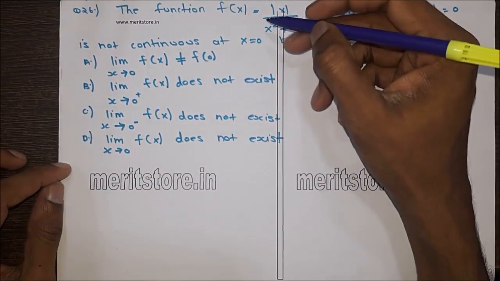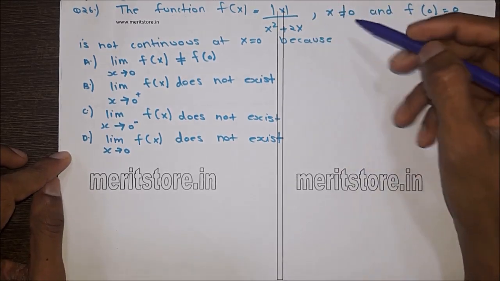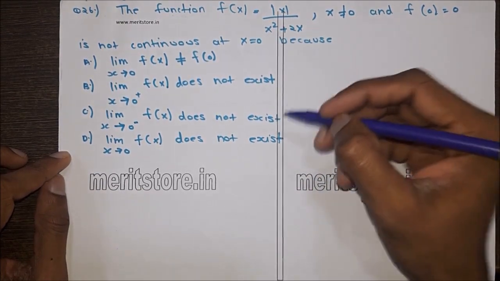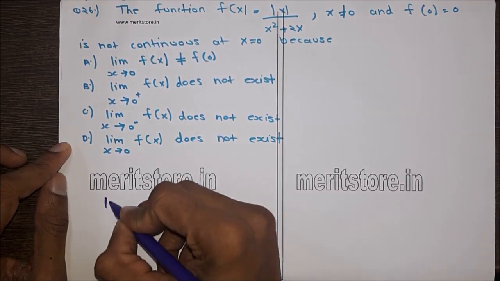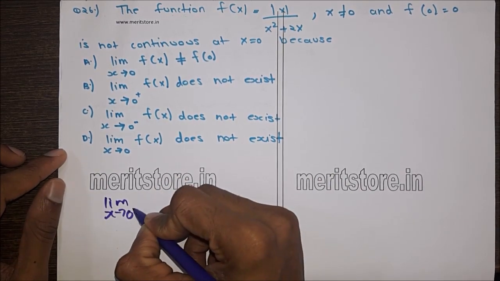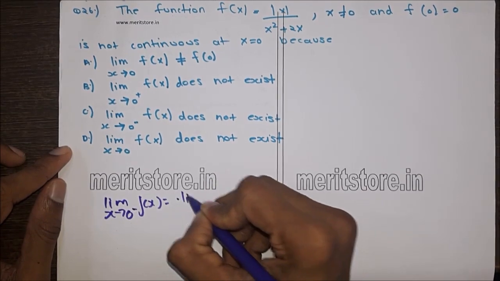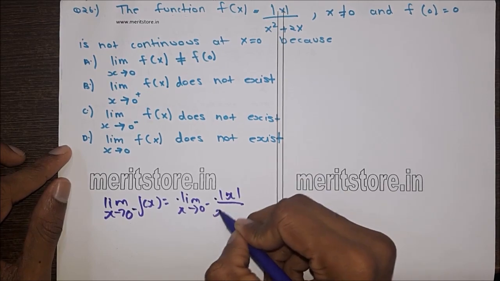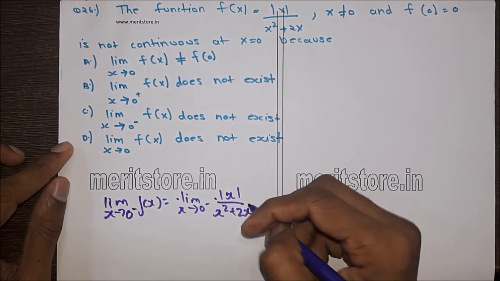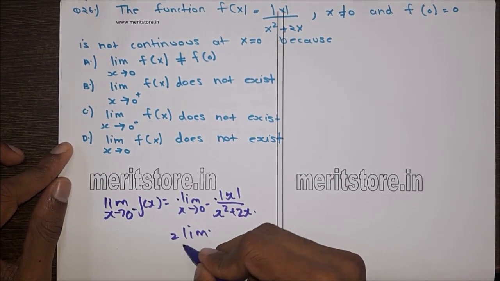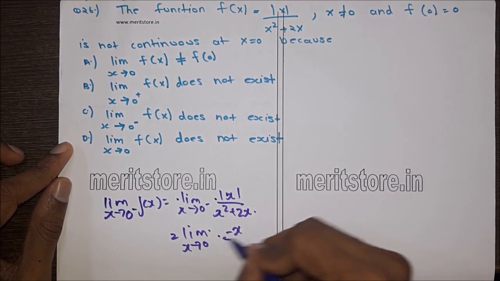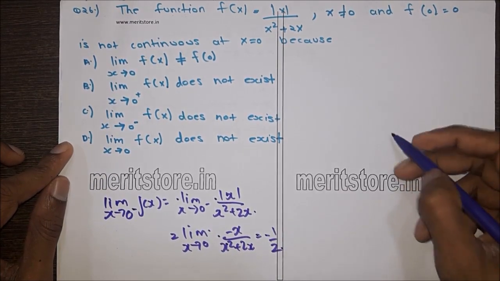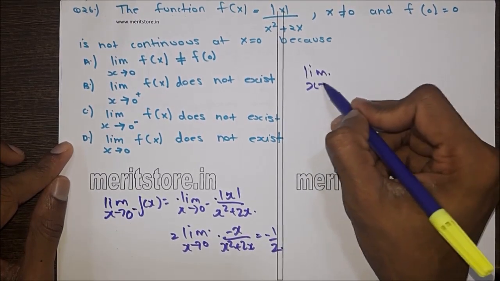Question 26. The function f(x) equal to mod x upon x square plus 2x, where x is not equal to 0, and f(0) equal to 0, is not continuous at x equal to 0, because we are given 4 options. For the limit as x approaches 0 from the left hand side of f(x), we have the limit as x approaches 0 from the left hand side of mod x upon x square plus 2x. So we can write this as the limit as x approaches 0 of minus x upon x square plus 2x, which equals minus half.